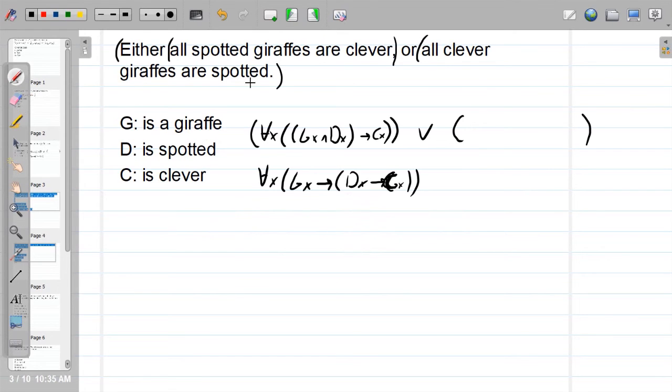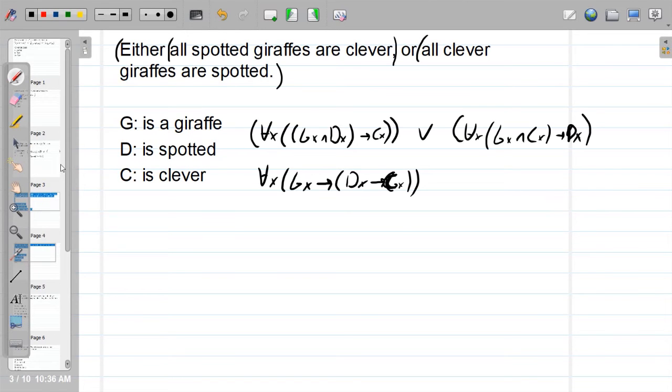Now, the other half. All clever giraffes are spotted. Same sentence, but we've got a different way of breaking down what's the topic and what's the thing being said about the topic, right? So different things have to go in the antecedent and the consequent here. So what's the topic of all clever giraffes? Clever giraffes. So we'll do exactly the same for all x. If something is a giraffe and it's clever, then it is spotted. Dx. Yeah? Feel good about that? Accept it for the purpose of getting through your day? Those are just as good as each other. Okay. Questions?